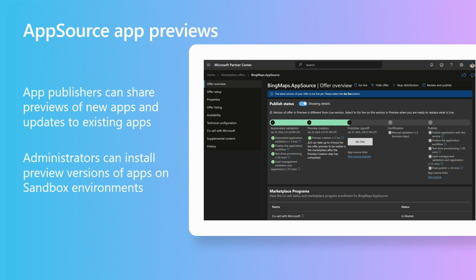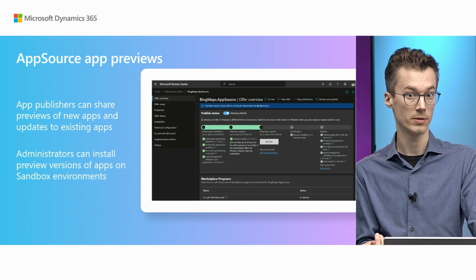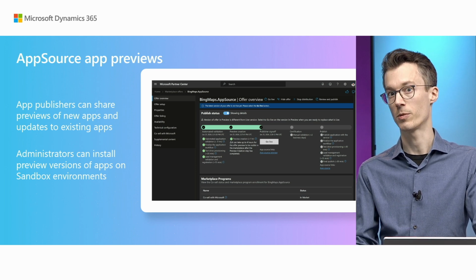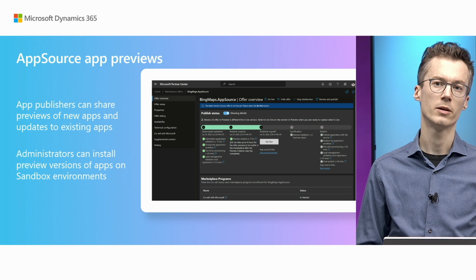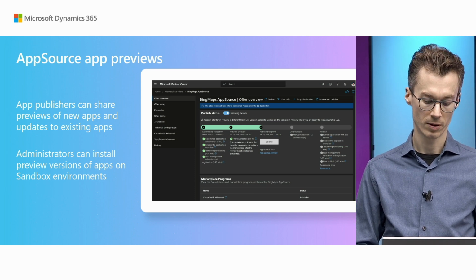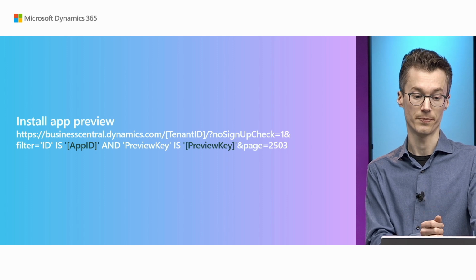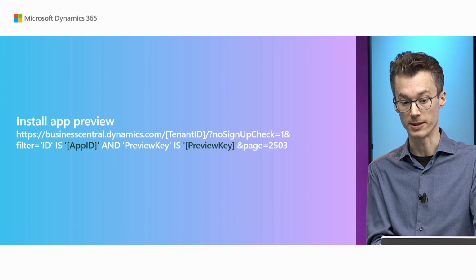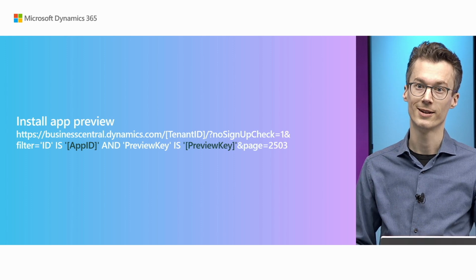The publisher of an AppSource app may run a preview for a future version of an already public app or a new app. Preview versions can then be installed using a special URL, including the preview key parameter that is provided by the app publisher in a sandbox environment. This preview key can be set or generated when uploading the apps on Partner Center. When you have the preview key, you can install the app using this special URL. So it's businesscentral.dynamics.com. You need to pass the tenant ID and then filter on the app ID and pass the preview key. And that will install the preview app in the environment.